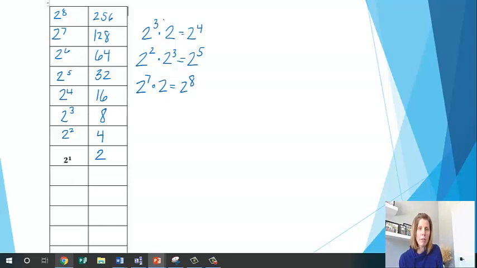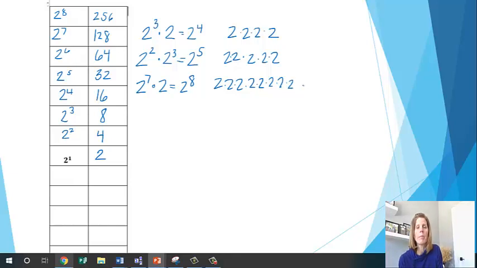And really what these mean, if you want to think about it, 2 to the third, remember that would mean I just multiplied by 3 2s, and then I multiplied by 1 more 2. So notice I do have 4 2s, that's why it does equal 2 to the 4th. And here if I had 2 to the 2, I had 2 2s, and then I multiplied by 3 more 2s, and then I ended up with 2 to the 5th. And if I was at 2 to the 7th, so I had 7 2s, and I multiplied by 1 more 2, I would end up being at 2 to the 8th because I now have 8 2s.